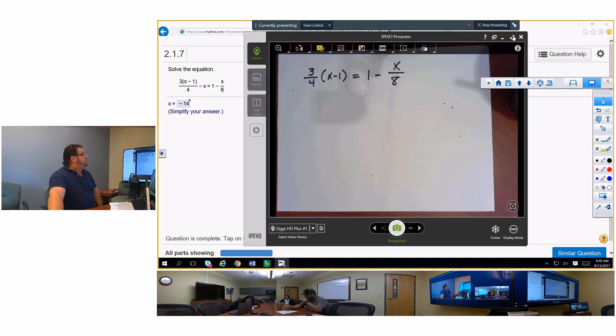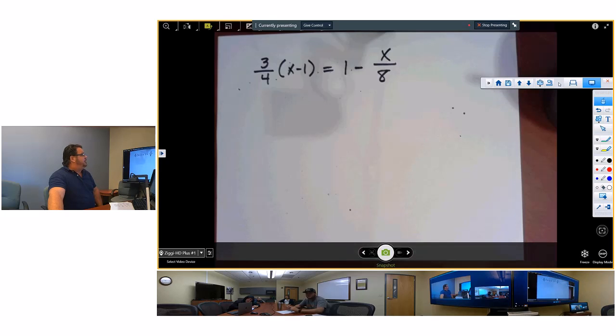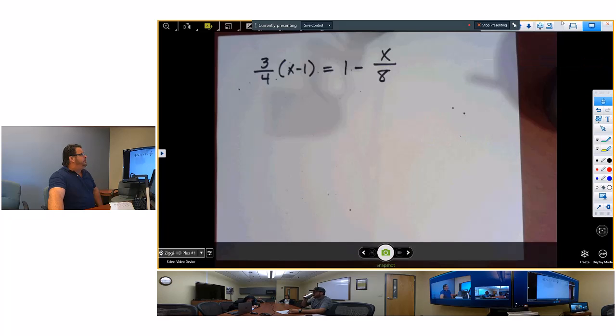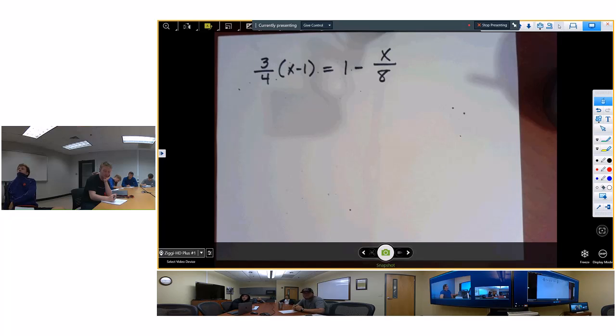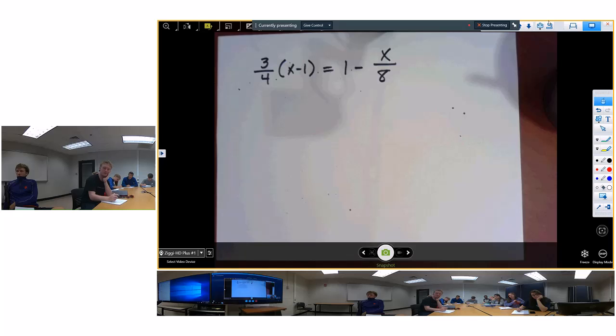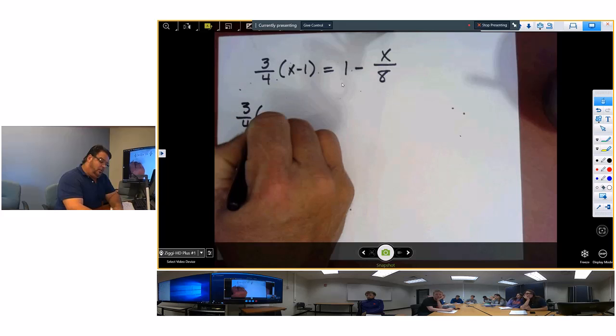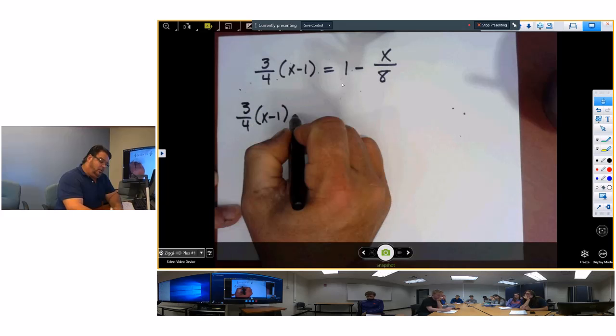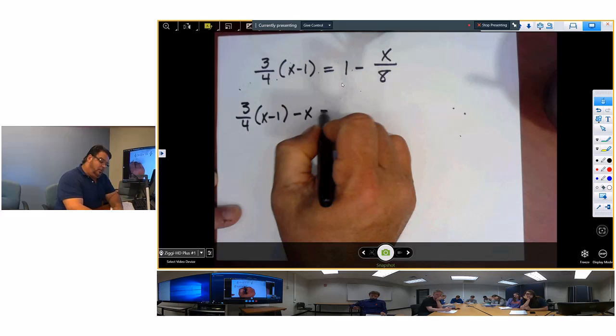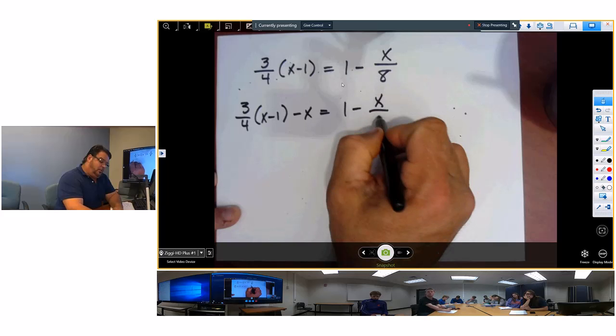Now, there's several ways you can do this problem, and I've got three, almost 4 degrees. I know all the different ways to do it. But the reason I forgot the other part, X. Mr. McClure, there's another part to the problem. It's 3/4 times x minus 1, and then minus x, equals 1 minus x over 8. Now, check that and make sure I got that right.